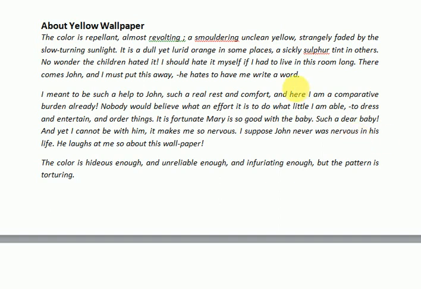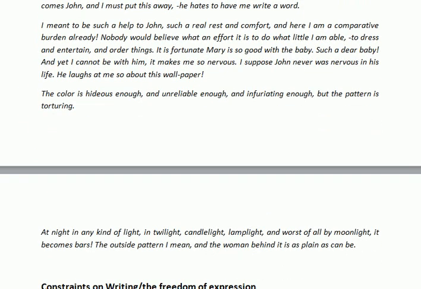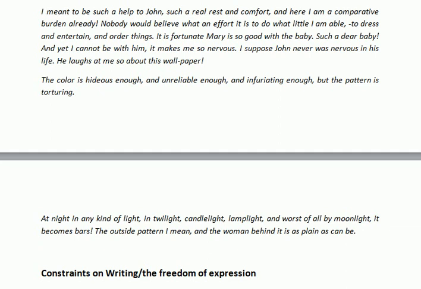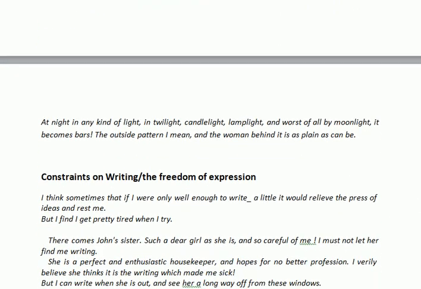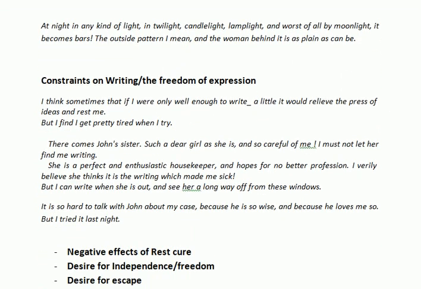And here are the lines about the yellow wallpaper, showing how she finds the yellow wallpaper repellent in the beginning. She says that the color is repellent, almost revolting, smoldering, and she does not like it a bit. She wanted that to be removed, but John does not do that. And here are the lines that show her regret, the lines that he laughs at me about this wallpaper, and the fact that her husband has a mocking attitude towards her.